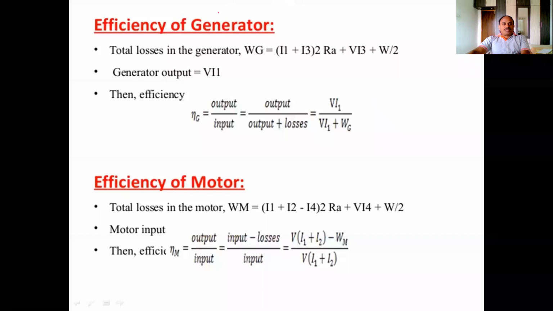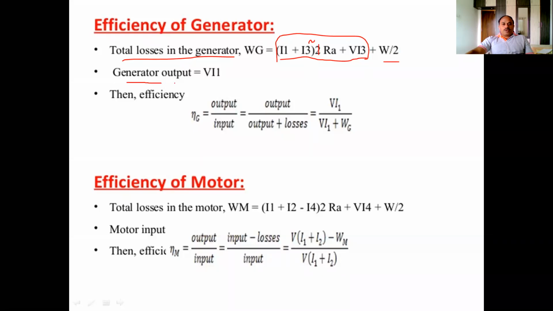Suppose you want to calculate the efficiency of the generator. Of course, we assume both machines have the same efficiency. If you want to calculate the efficiency separately, the total losses in the generator equal the copper losses and the stray losses per machine. The total copper losses in the generator are (I1 plus I3) whole square into Ra, plus V into I3, plus W by 2. This is the total loss in the generator.